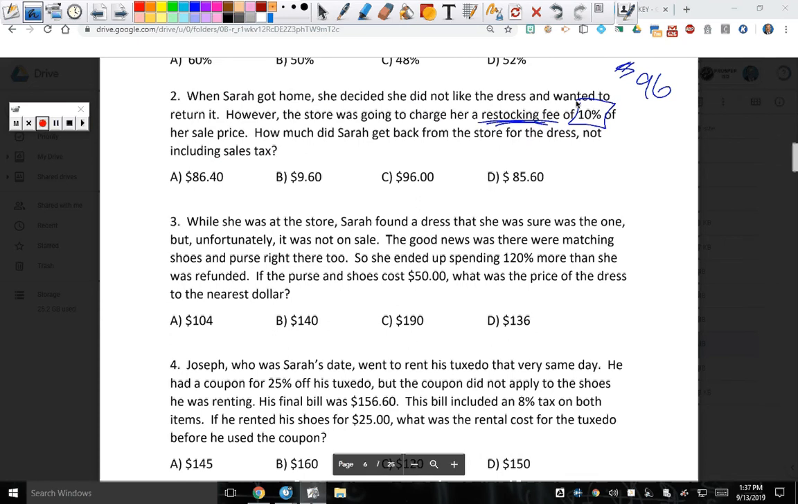So, real quick, let me ask you this. How much was she charged in money for the restocking fee? $9.60, because 10% of that would say $9.60 is what she had to pay. But she returned it. Remember, she paid $96 for this. So, anyone, what would my answer be? It would be A. If I subtract that restocking fee, and she got almost all of her money back, there's $86.40 left over.